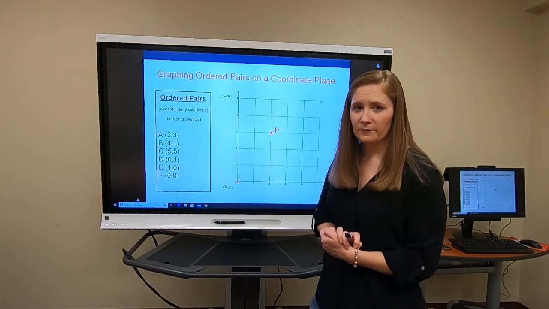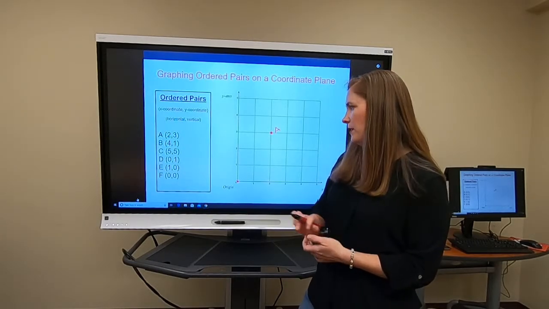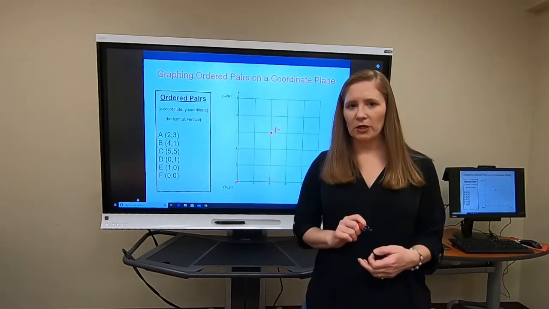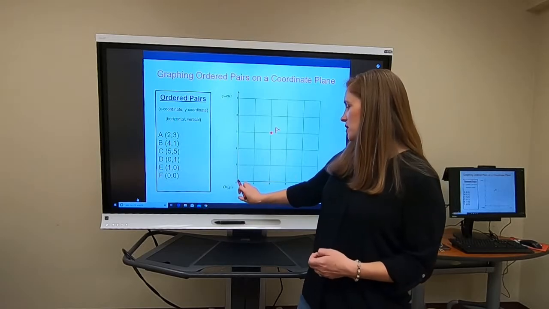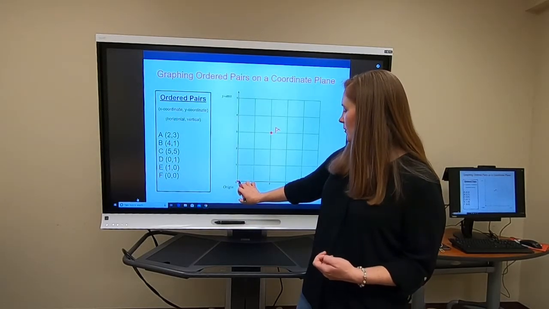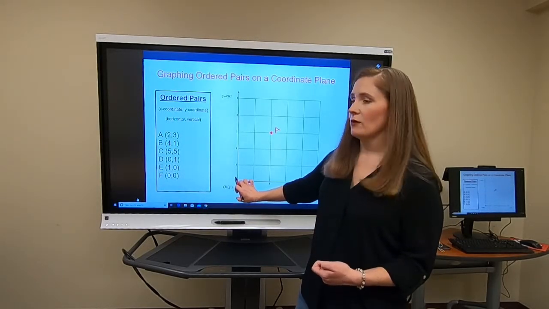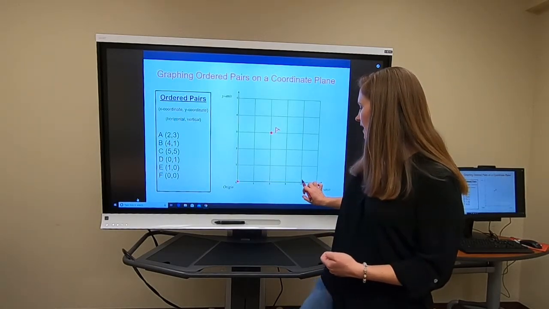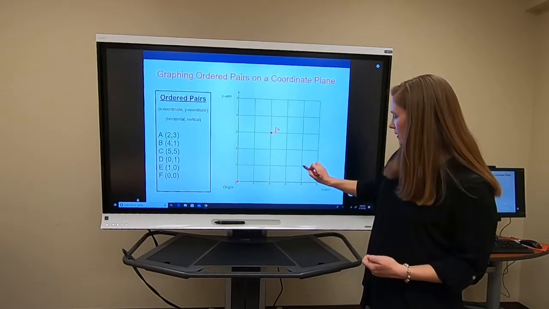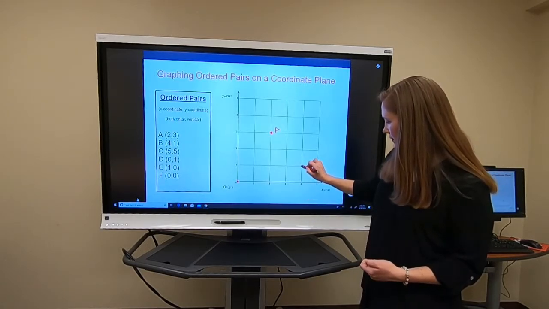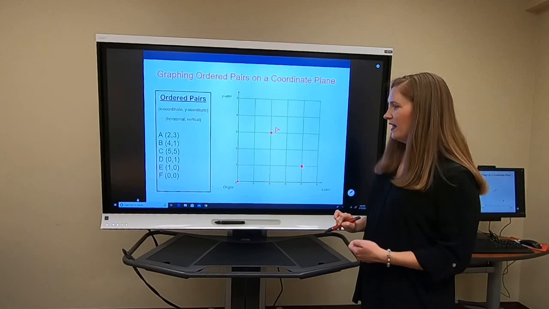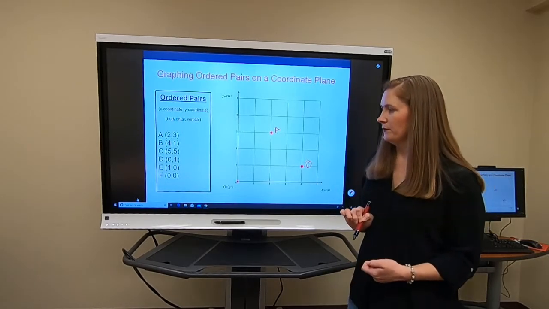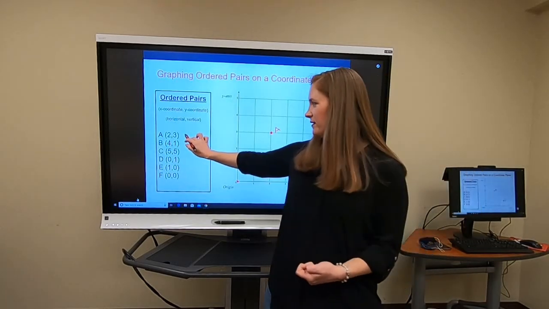Okay, y'all got it? Let's try point B. So B is 4, 1. So where do I start? The origin. So I start here at the origin and I move horizontally 4. So I move over to 4 and vertically 1. And that I label point B. So now I've labeled these 2 points.